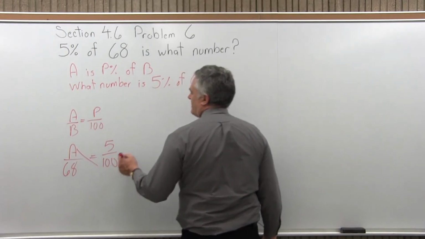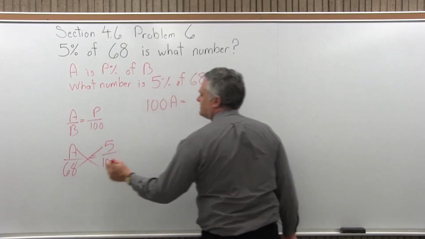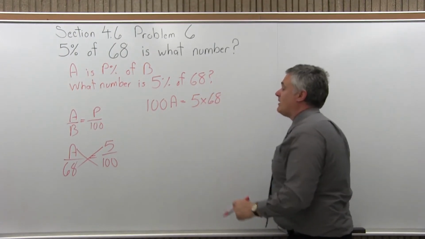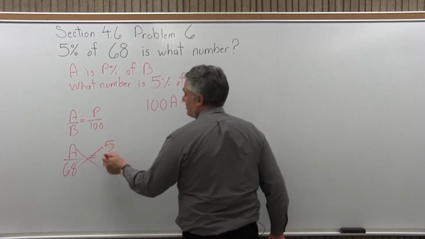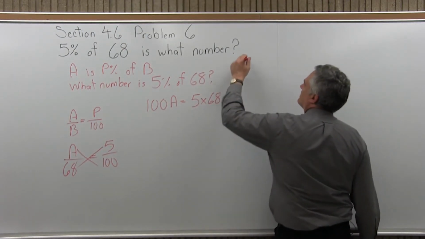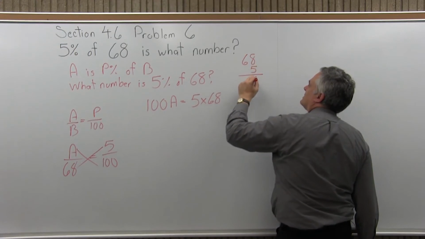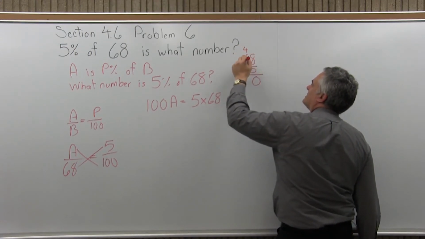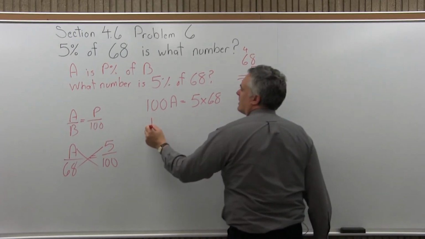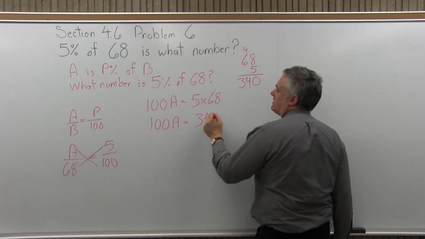So A times 100, we'll have 100A, equals 5 times 68. Now, actually I can reduce this to 1 over 20. Let's say I didn't notice that. That would make it a little easier if I did. But off to the side, I'll just do 68 times 5. 5 times 8 is 40. Write the 0, carry the 4. 5 times 6 is 30, plus 4 more is 34. So 100A equals 5 times 68 is 340.